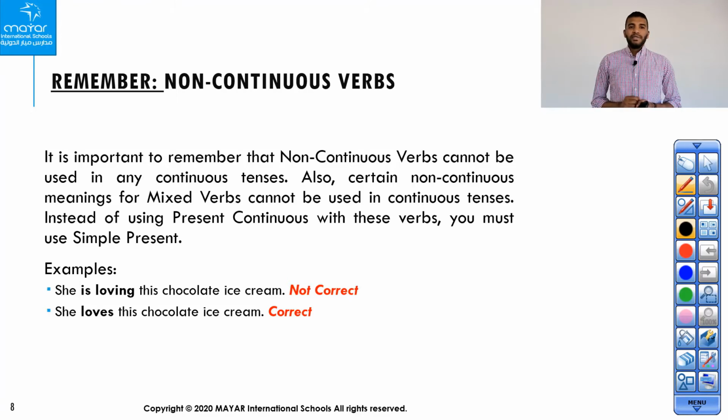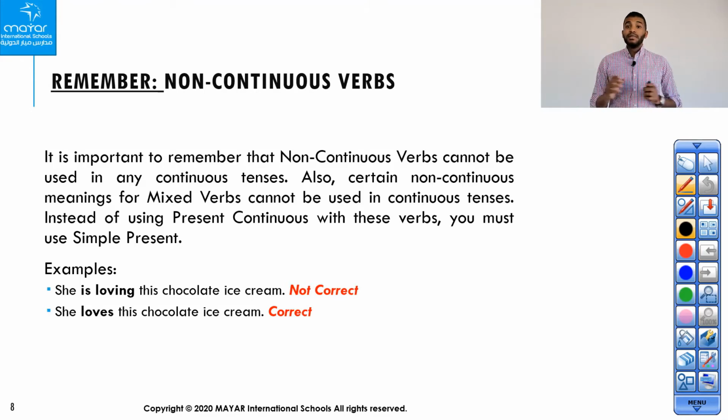Now, let's have a look at this example. She is loving the chocolate ice cream. And she loves the chocolate ice cream. Now, if we think of the verb love, the verb love does not take the ing form. It can't be in the progressive form. It is a stative verb. And we know that stative verbs do not take the ing.